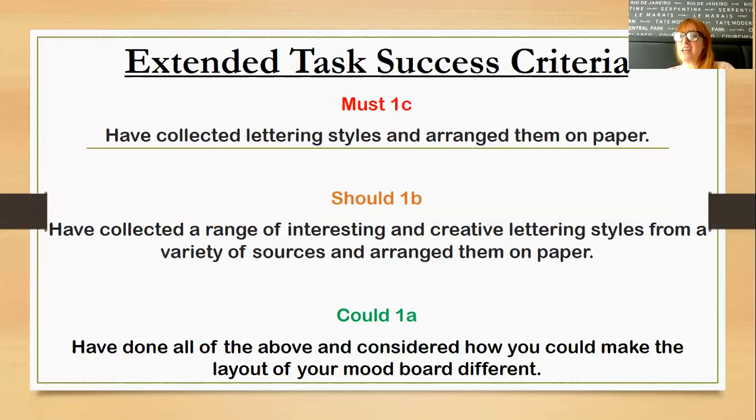You might have a printer and you can combine some ideas. You should have collected a range of interesting and creative lettering styles from a variety of sources and arranged them on paper. Now let's talk about a variety of sources. It could come from magazines, it could come from books. Please don't cut up your parents' books. It could be old books, it could be hand drawn, it can be from packaging, as I said, it could be printed from the internet, it could again be arranged on a PowerPoint. You might have a t-shirt or a jumper that has typography on it that you want to include a photo of.